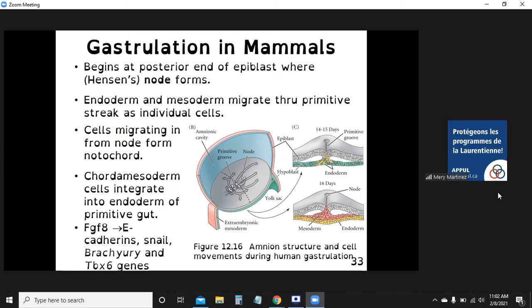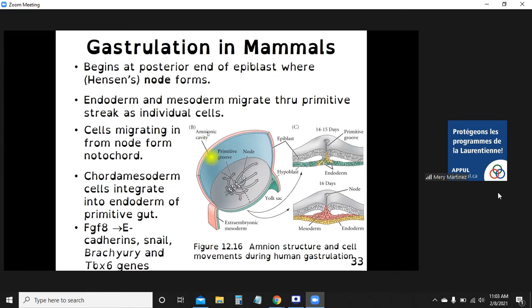As we saw in chicks, gastrulation begins in mammals in the posterior end of the epiblast, where the Hensen's node forms. But as I say, to differentiate it from the birds, we just call it the node, the Hensen's node. But the role is exactly the same.